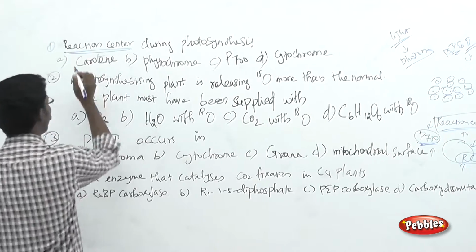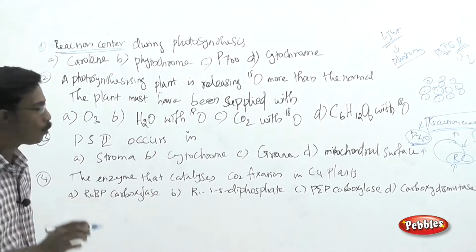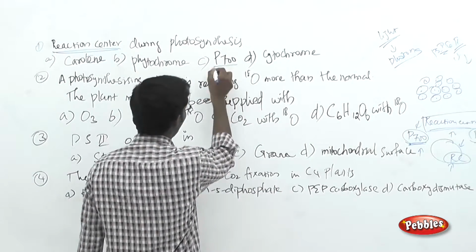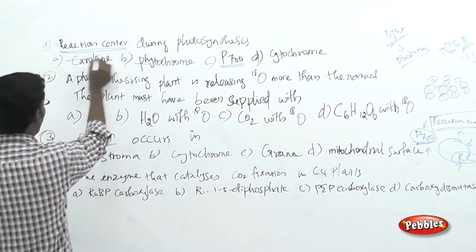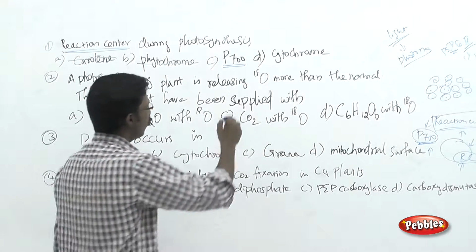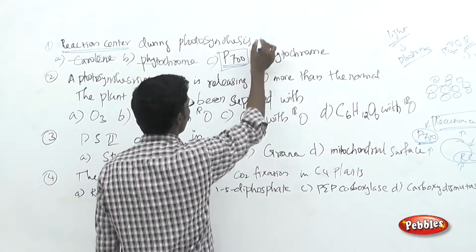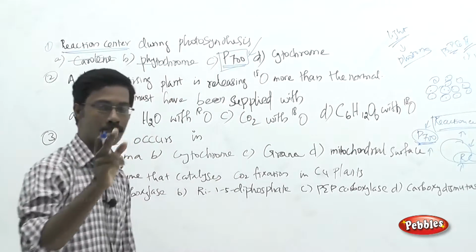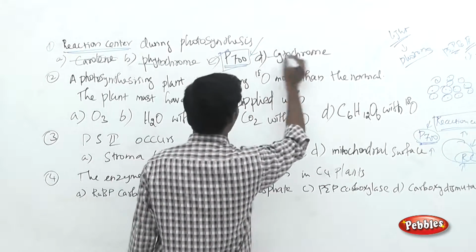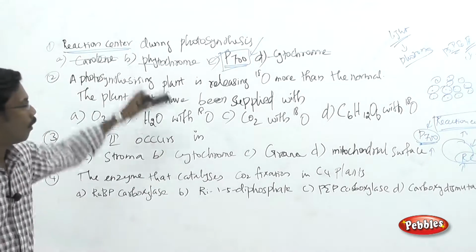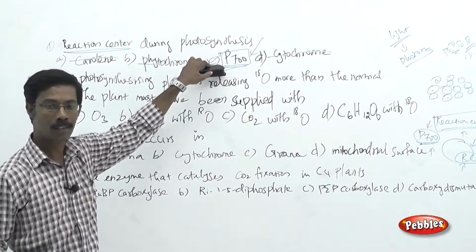Phytochrome is a pigment, carotene is a pigment, but whenever the choice P700 or P680 is available, you have to eliminate the other pigments. Okay, so whenever you are talking about the reaction center, you have to think about P700 or P680. So this is the answer for this type of question. The reaction center over here is P700.